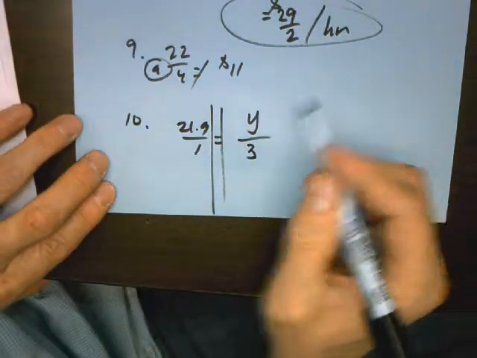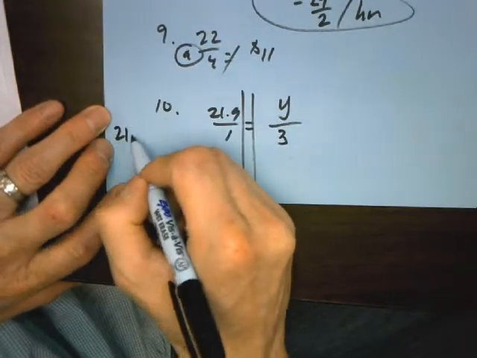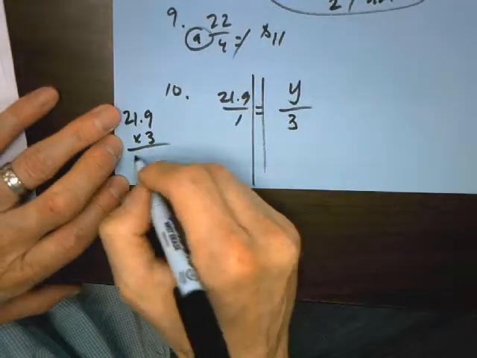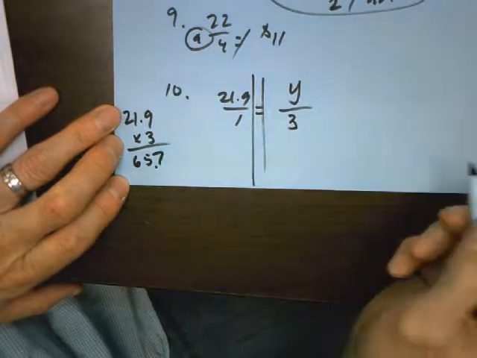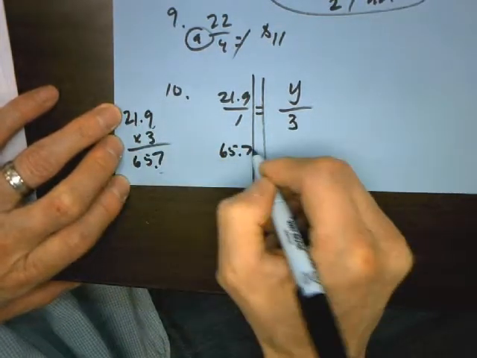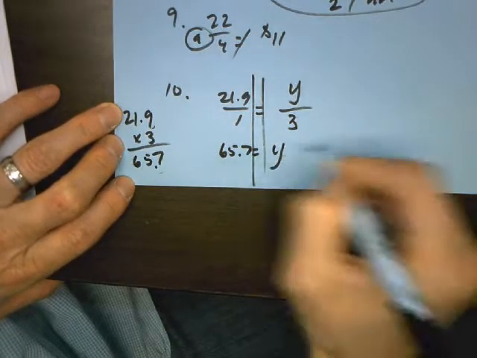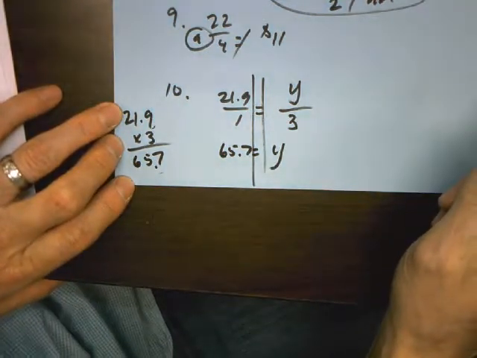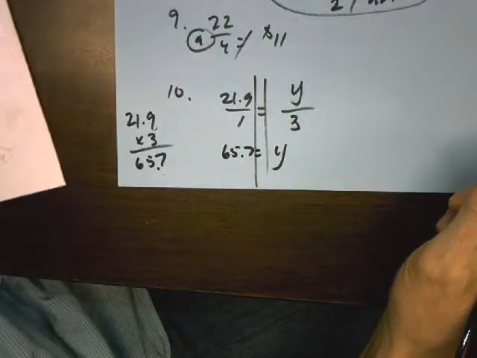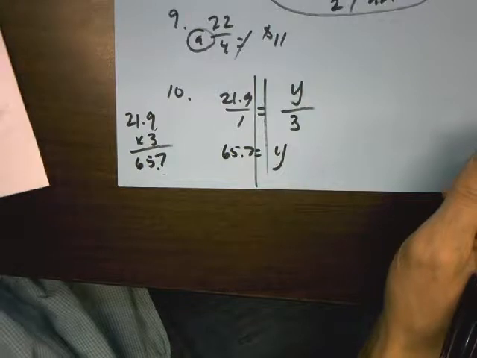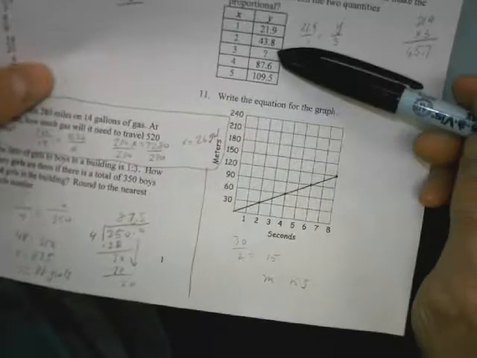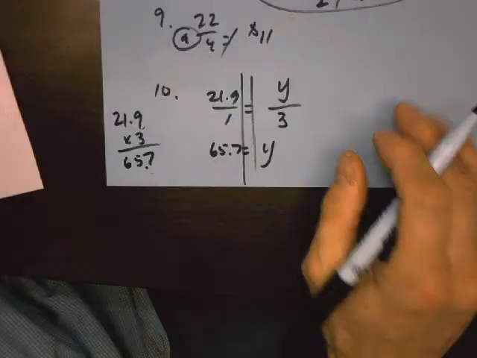I go 3 times 21.9. So I go off to the side, right? I pretend there are no decimals, and I go 3 times 219 would be 657 with 1 decimal point. So I go from right to left and add this decimal point back in. And 1 times y is just y. Great, I don't have to divide that time. Y is already isolated. I know the missing value. I solve this. And so number 10, the answer should be 65.7. So that's what would go right here if this were proportional, 65.7.